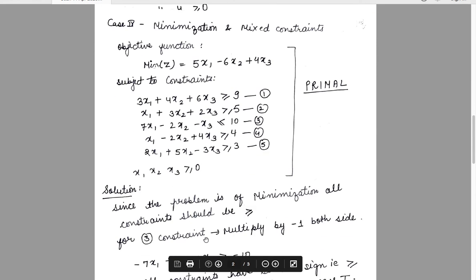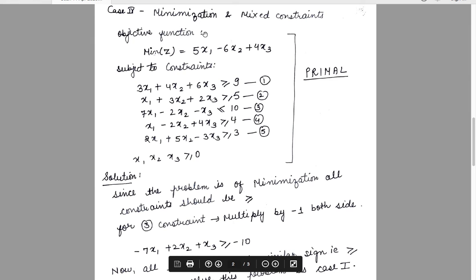You can see in case 4, the objective function is minimization and mixed constraints. So minimize z equals 5x1 minus 6x2 plus 4x3. And these are our 5 constraints, and this is a non-negativity condition. Here you can see the objective function is minimization. So whenever you see the objective function is minimization, the signs of the constraints should be greater than equals to. But in the third constraint you can see it is given less than equals to. So first of all we will convert this constraint into greater than equals to sign.